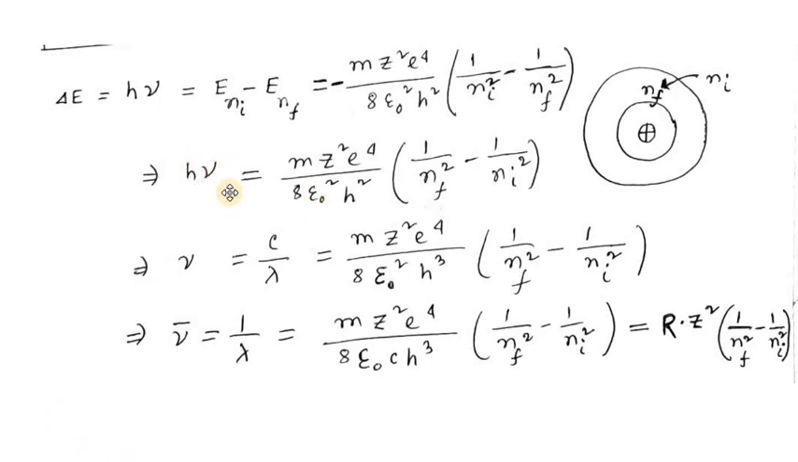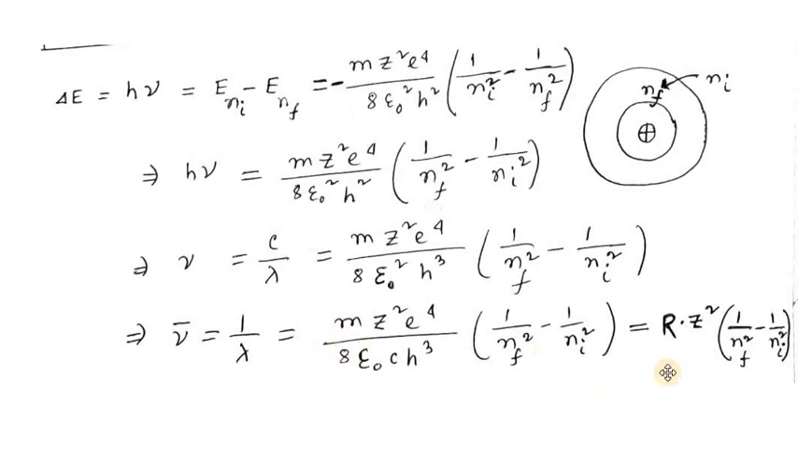Then bring the h over here. Then nu equals c by lambda, so bring the c over here and transfer its position. Then we will get 1 by lambda, that is called nu bar, which we call the wave number, that is equal to this. I just organized the equation, so pause the video and do it yourself. You will get the same equation. I have done it in the SI unit over here. You can do the same in the CGS unit.